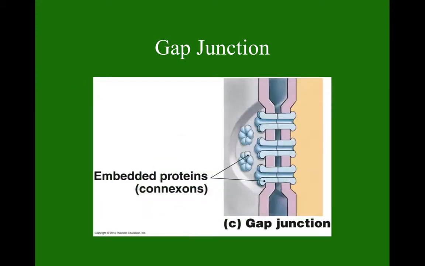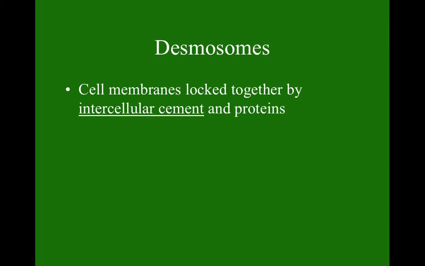So this is a gap junction, and you can see it kind of looks like a small flower with the proteins around the outside and the little narrow passageway in the middle. The third type of connection is called a desmosome. This is where the cell membranes get locked together by intercellular cement as well as proteins. They don't go through the membrane, but it cements them together.